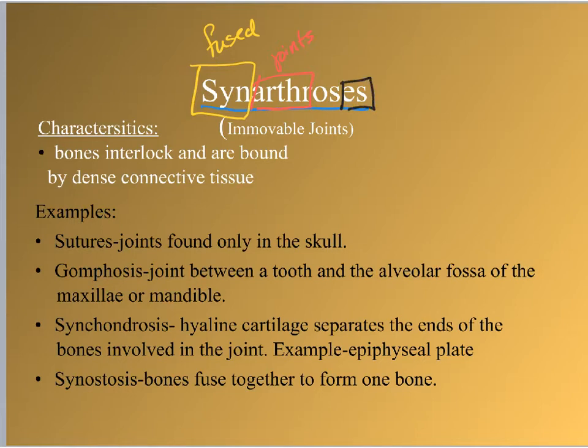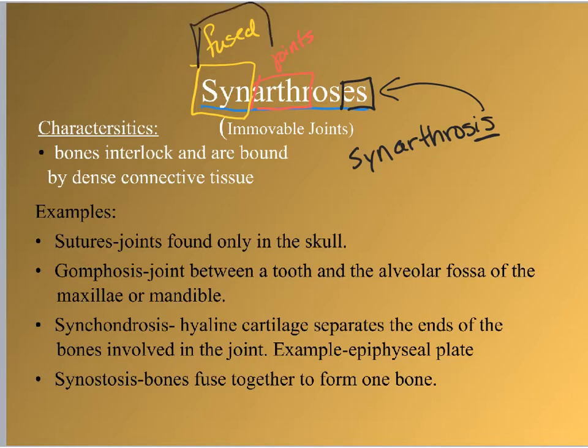So if you're just talking about one of this type of joint, then it would be written like this, synarthrosis. But often in Latin, when we want to make a term that ends in IS into a plural form, we change that IS to ES. So synarthroses are immovable joints.